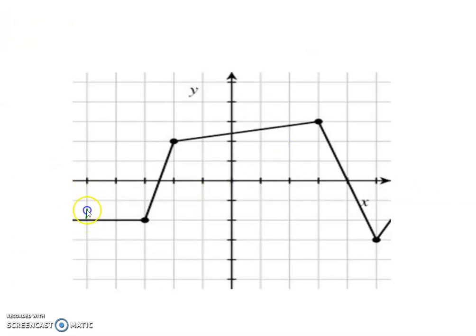Let's start with this. This area below right here is a rectangle. And you can hopefully see that this is 2 by 2. So 2 times 2 is 4. So this area is 4.